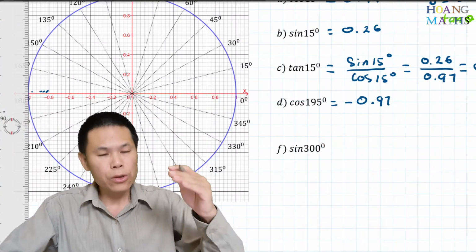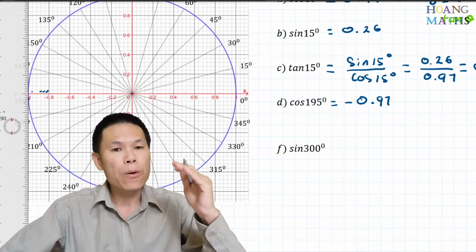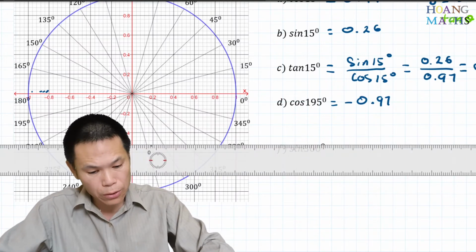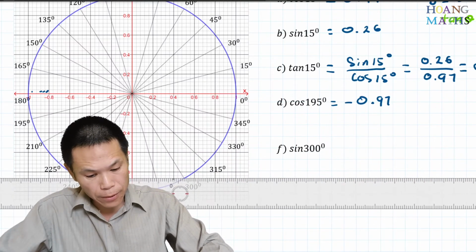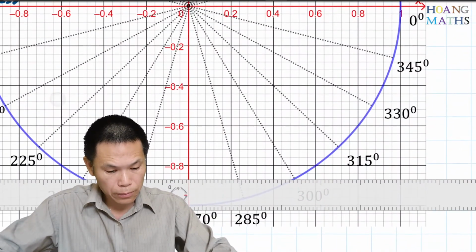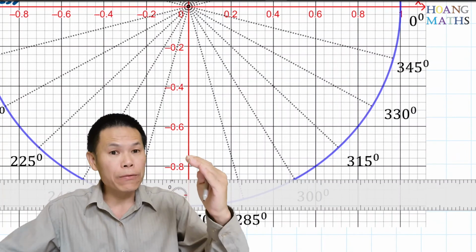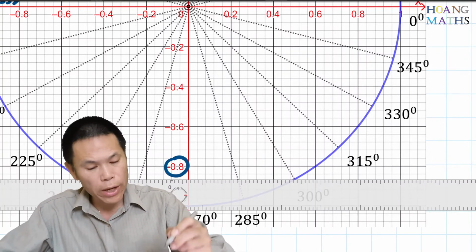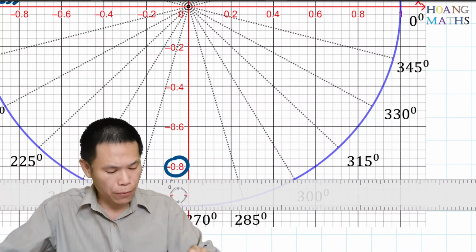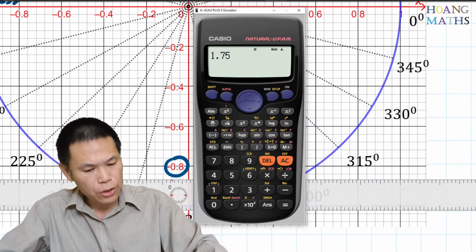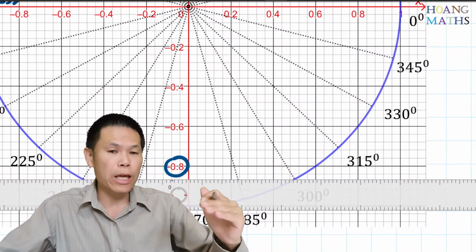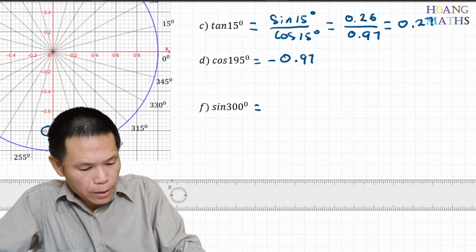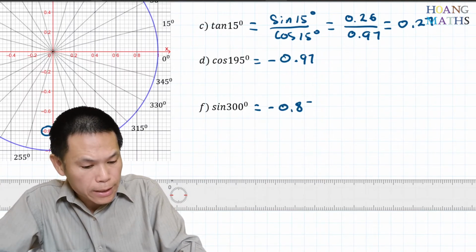So that is equal to negative 0.97. Now sine of 300, we just look for the y value. So at 300 degrees, it is here. So it's roughly 1.75 of the gaps. So this is negative 0.8. So we just work out 1.75 times 0.04. So therefore negative 0.87. So that is equal to negative 0.87.